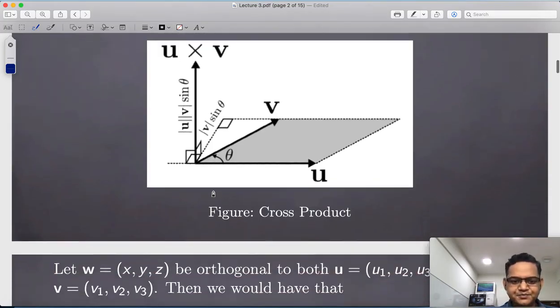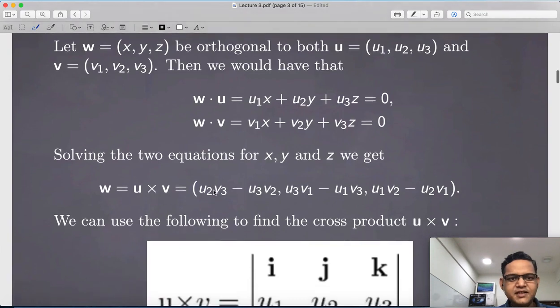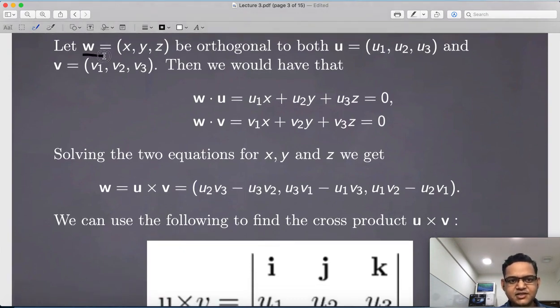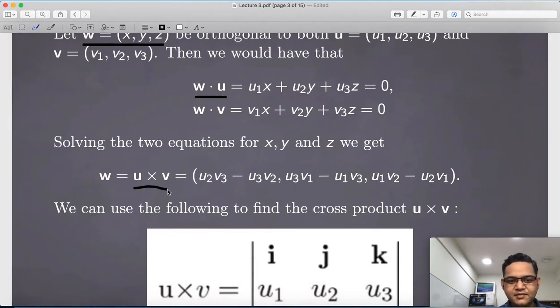Correct? All right, so say that you have a vector w with coordinates x, y, z, and the two vectors are already given to you. If I take this w to be orthogonal to u as well as to v, I know from our dot product definition that w dot u will be 0 and similarly w dot v will be 0, isn't it? So now you have two linear equations, and you are trying to solve these two equations for x, y, and z. If you do that, you precisely get what we had written for u cross v.